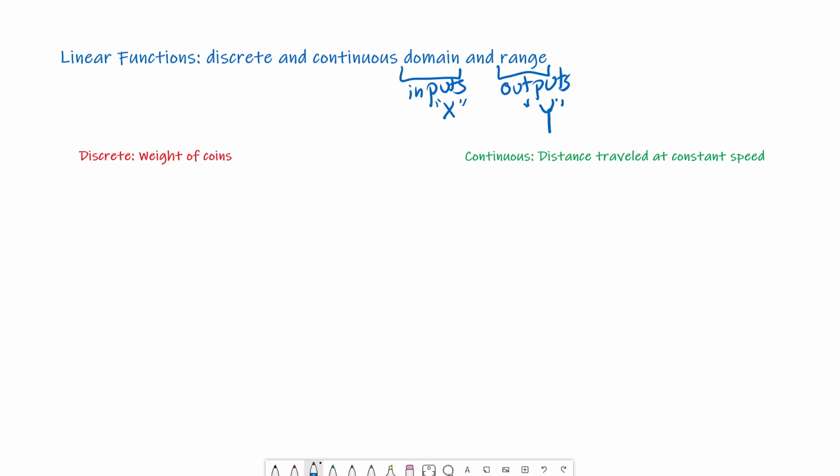So the interesting thing is that for a linear function, and really for any function, we can have a discrete domain or a continuous domain, and if we have a discrete domain, we'll usually have a discrete range as well. So a domain and range can be discrete. If we have a continuous domain, the range can be either discrete or continuous. And we did see one of those examples in a previous video, and I'll remind you of that.